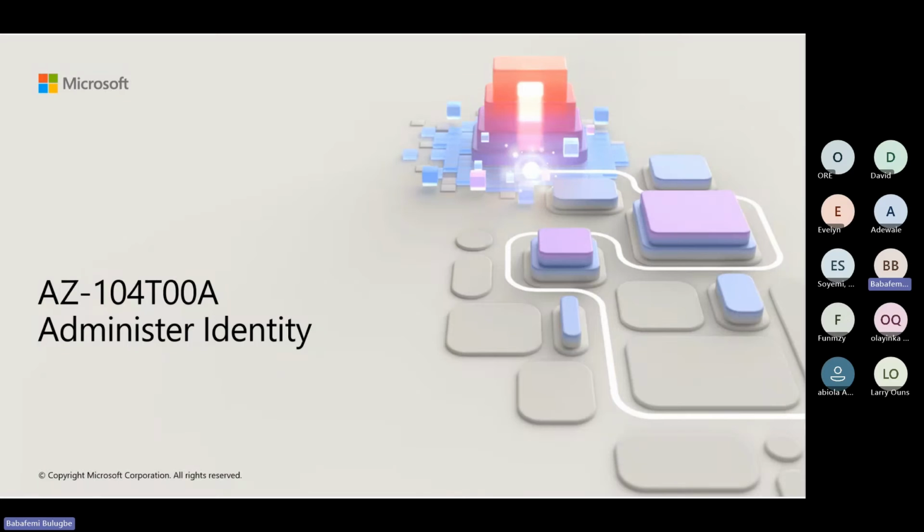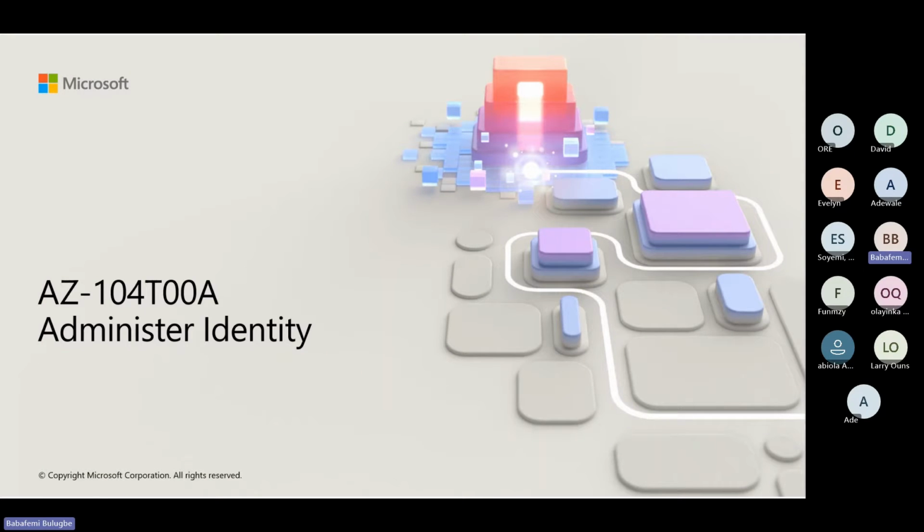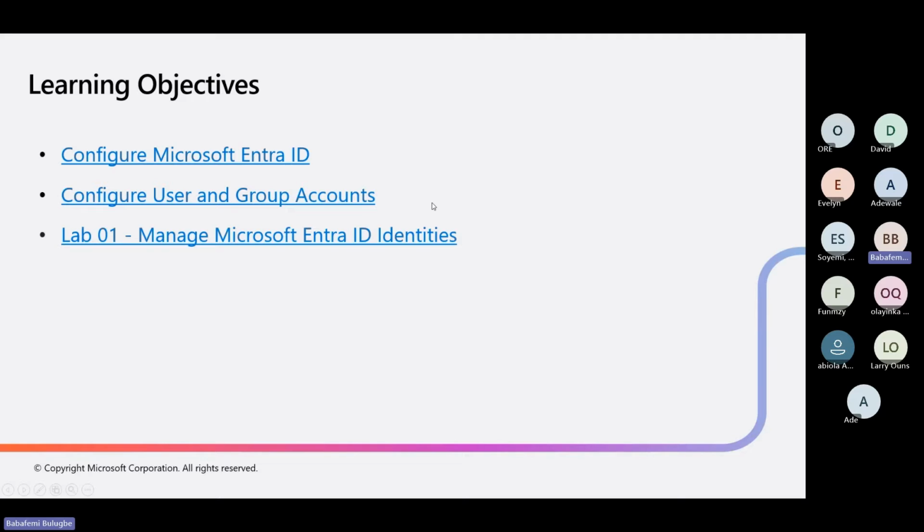Today we're going to be looking at this module, which is Administer Identity. Then we're going to start with the learning objective, which is how to configure Microsoft Entra ID, which was known as Azure AD in the past. Then we'll look at how to configure users and group accounts. Then the next one will now be the lab.